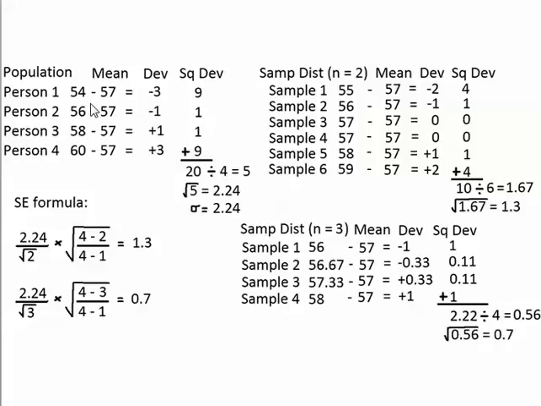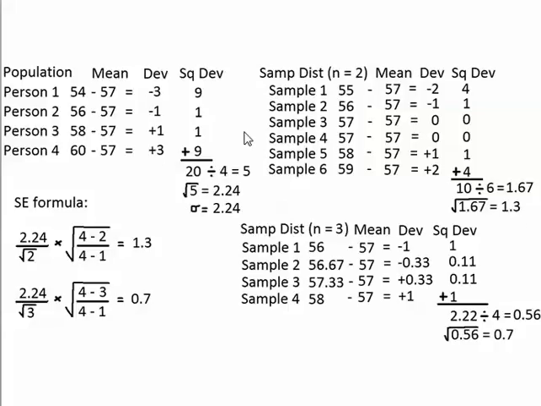If I wanted to find the standard error for the sample size of 2, one way I could do it is by sorting the population into all possible samples of 2, and then calculating the mean of each sample, like I did here, and then calculating the standard deviation of all of the sample means in the sampling distribution. If I did it that way, I would see that the standard error for the sample size of 2 equals 1.3.